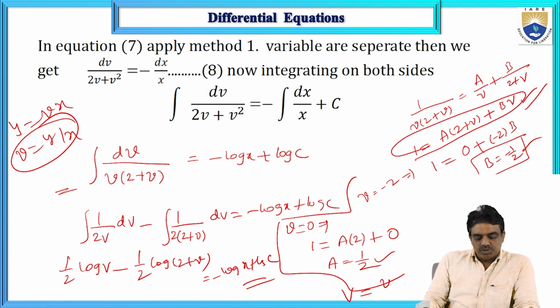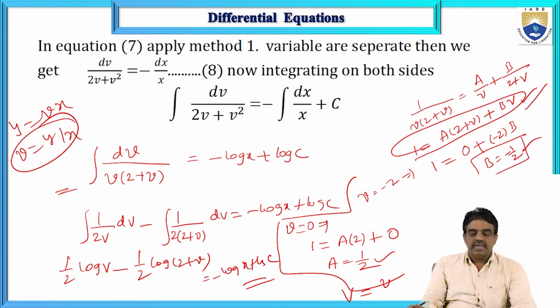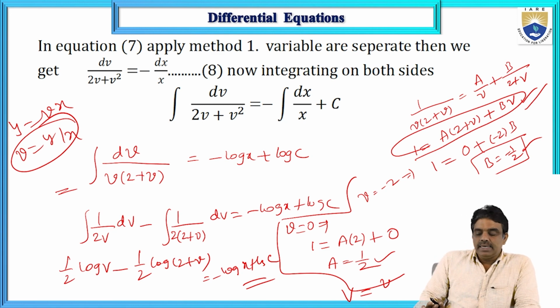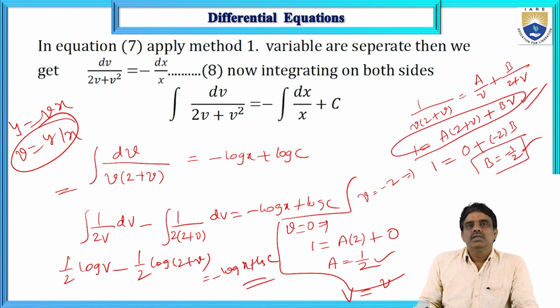And finally, on substituting v is equal to y by x, the entire solution will be in the form of x and y terms and the integrating constant. This is the required solution, and this is the method of finding the solution by using the homogeneous differential equation.